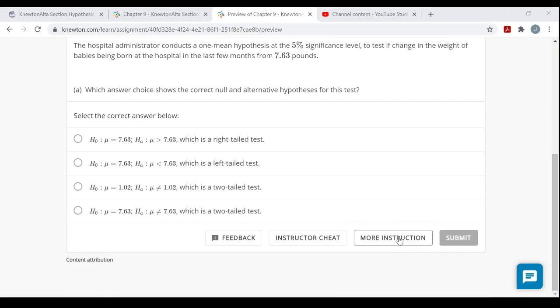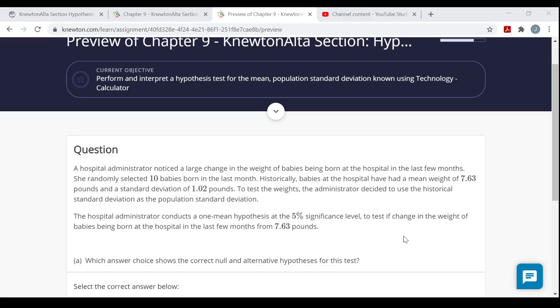If you want to see how they're going to instruct you to do this with a calculator, click on More Instruction. Look at their videos, their notes, their examples. Hopefully those help. They take you through all the steps of a hypothesis test here: setting up your hypotheses, the significance level, the test statistic, the p-value.